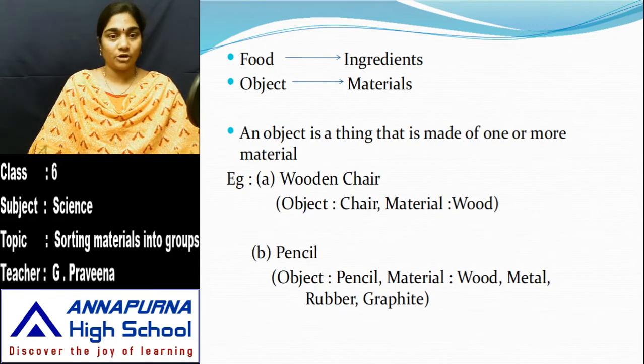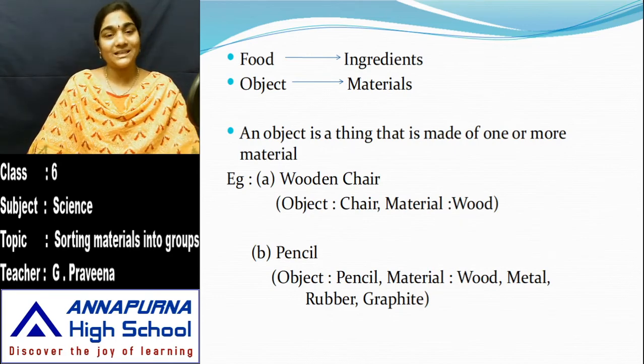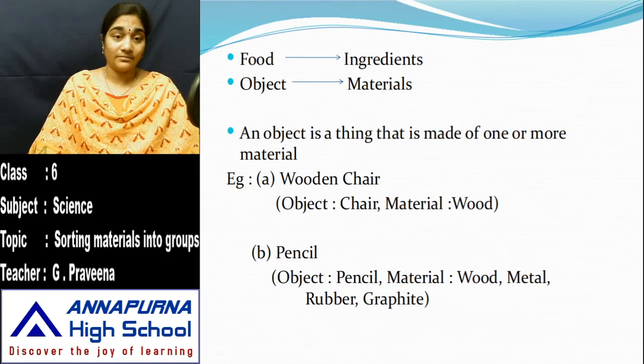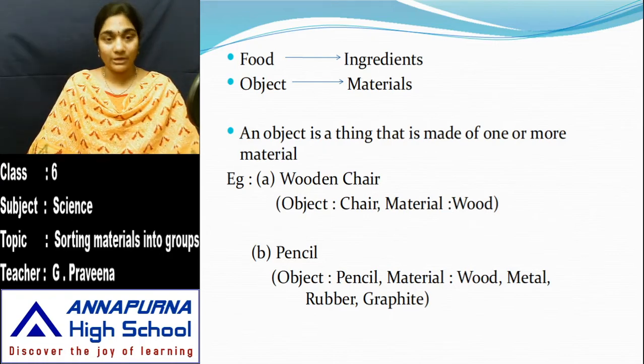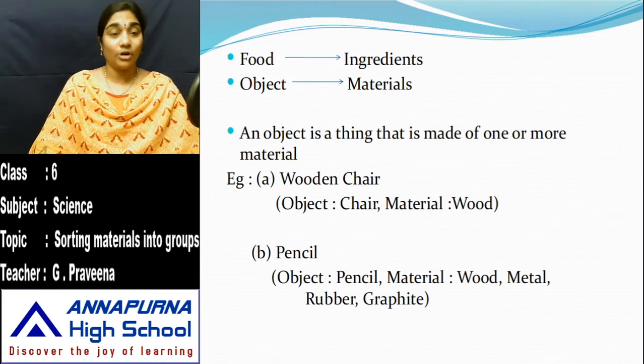But a few other objects can be made out of two or three materials. If you consider a pencil, just hold the pencil in your hand, try to watch it. What are all the materials that the pencil is made of? It consists of wood. The outer body cover is made of wood. And inside that, what is the material that is used to write on a paper? That is graphite. And also at the end you can see a rubber which is fitted in a metal. So four materials are used here to make the object, that is pencil.